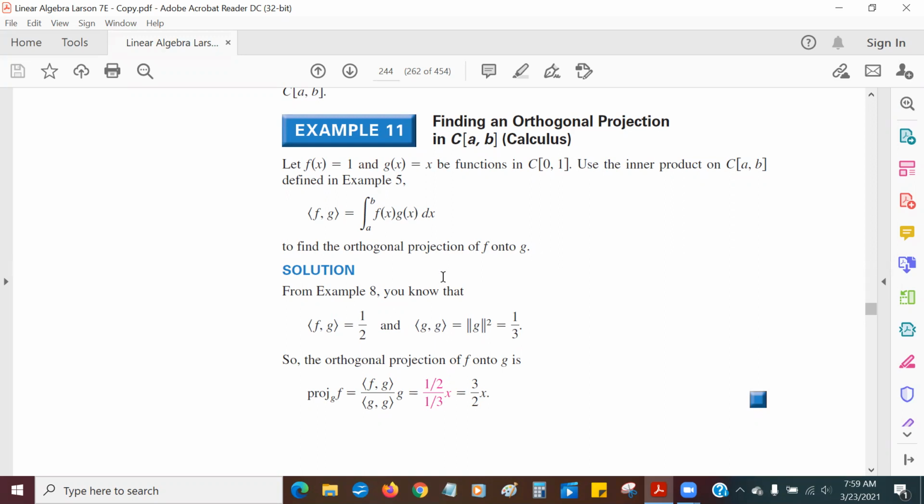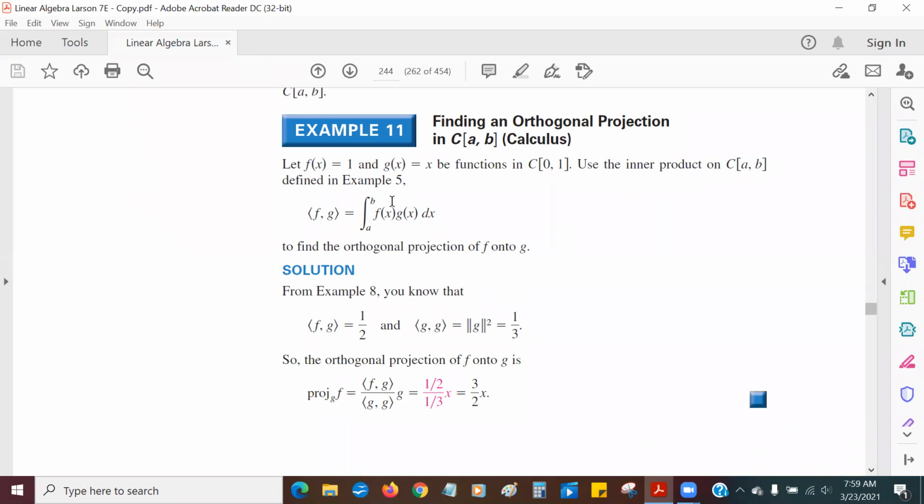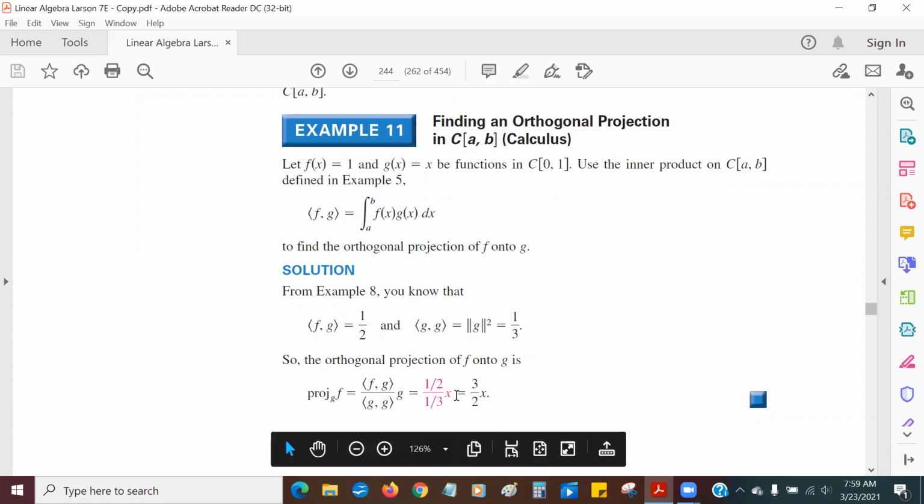Well, we know that the inner product of f and g is 1/2. We did that already. The inner product of g with itself is 1/3. We did that already. So the orthogonal projection of f onto g is going to be 1/2 divided by 1/3 times the vector g, which in this case is the function g, which is just x. So it's 1/2 over 1/3 times x, which is 3/2 x. And that, my friends, is awesome.